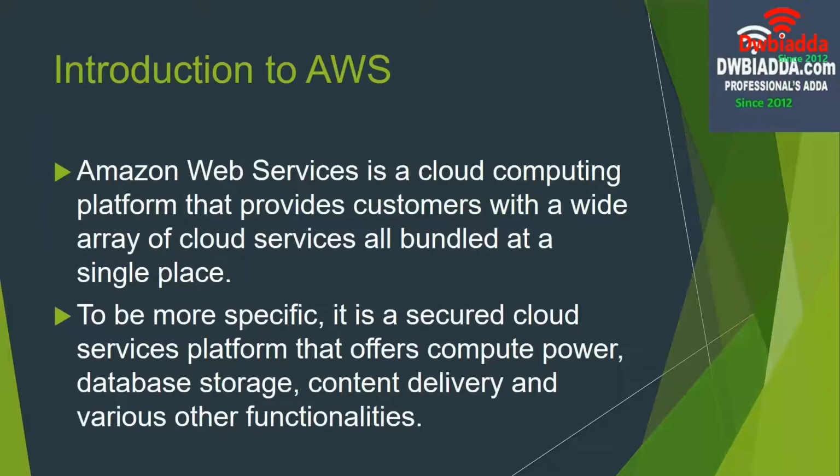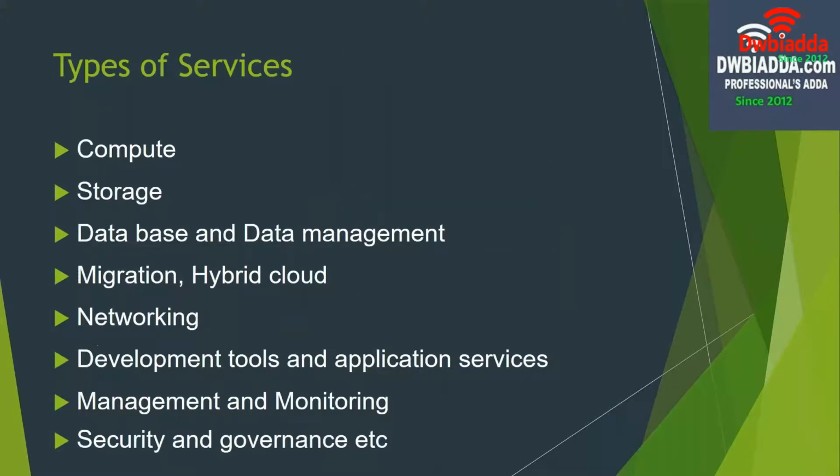So what is AWS? Amazon Web Services is a cloud computing platform that provides customers with a wide array of cloud services, all bundled at a single place. To be more specific, it is a secure cloud service platform that offers compute power, database storage, content delivery, and various other functionalities. There are various types of services provided by AWS, like compute, storage, database and data management, migration, hybrid cloud, networking, development tools and application services, management and monitoring, along with security, governance, etc.